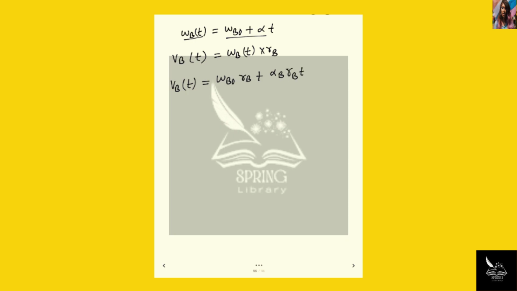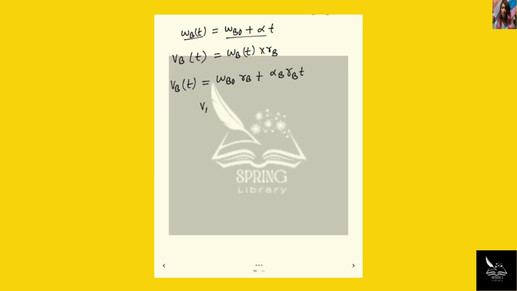Okay, so now the angular velocity of disk B can be written as omega B t equals omega B naught plus alpha multiplied by t. Similarly, we can write VB t equals omega B t multiplied by RB, and substituting values in this equation, we get a similar equation as above. We will get omega B naught multiplied by RB plus alpha B RB multiplied by time t.